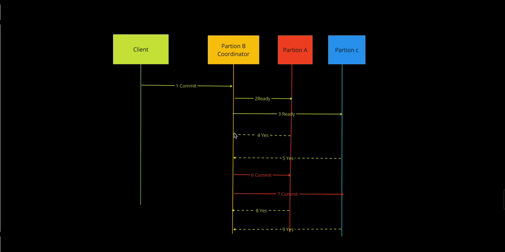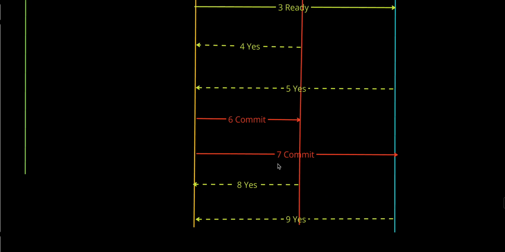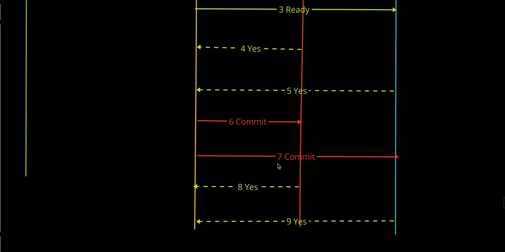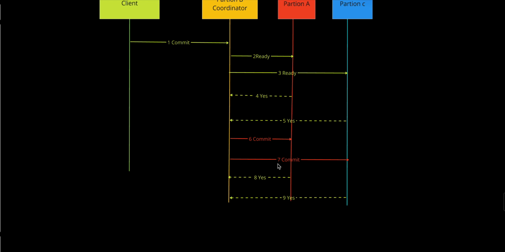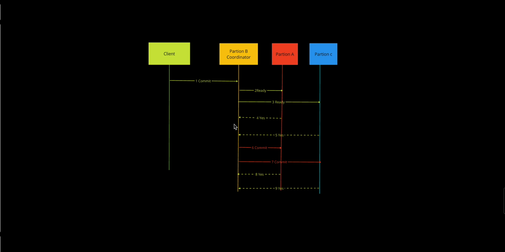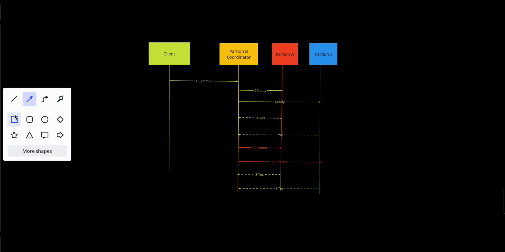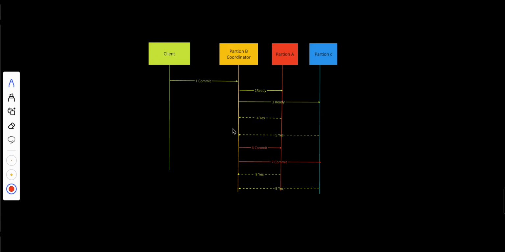If partition A is ready and partition C is ready, both partitions respond with yes. Now, in the commit phase, the coordinator sends commit instructions to all partitions, like steps 6 and 7. You can see in this step, once all partitions acknowledge the commit, the coordinator informs the client of a successful transaction with a success message. So if everything goes smoothly, the coordinator will send a success message back to the client.